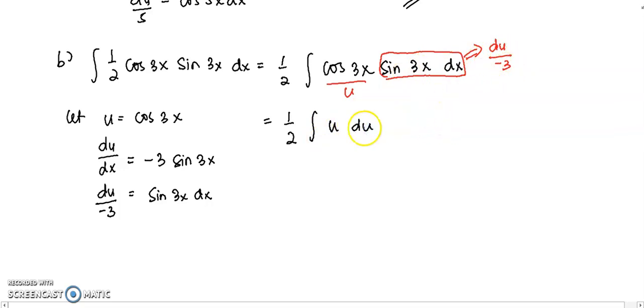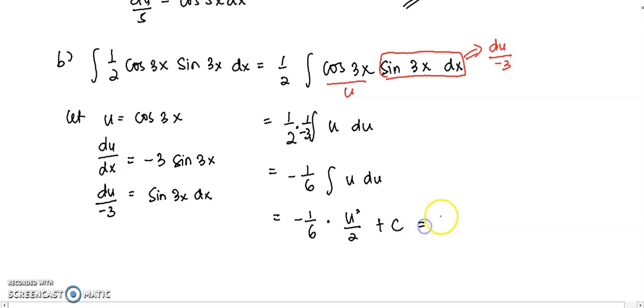I will write down the du, and the over negative 3, I will just bring out to become negative 1 over 3. Rewriting it into the proper form, I get negative 1 over 6 as a coefficient, and integrate u with respect to u. Integrating u with respect to u, you have u squared over 2 plus constant c. Now you replace u back with cos 3x. So you get cos squared 3x over 6 multiplied by 2, that will be 12, plus constant c.